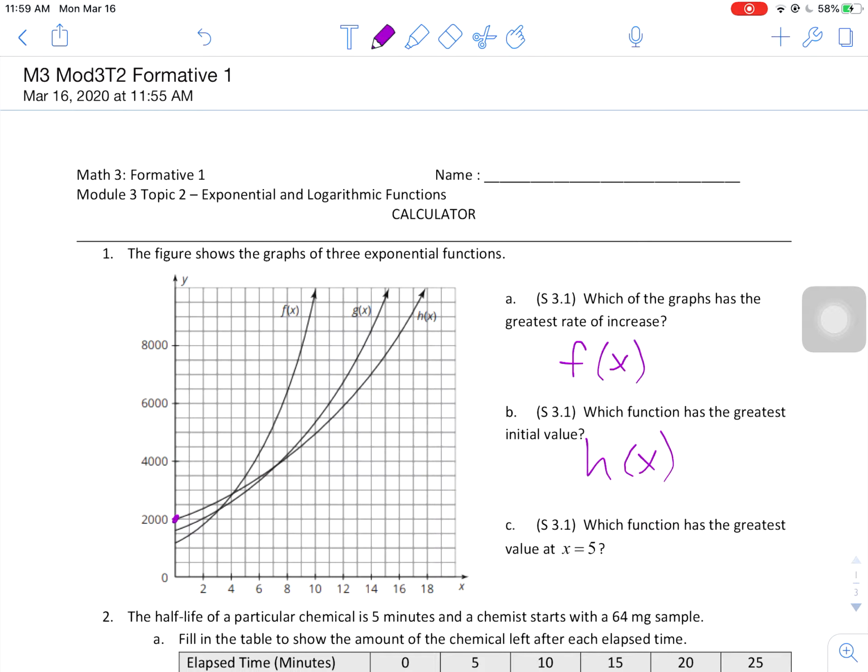For part C, which function has the greatest value at x equals 5? So I go to 5 on the x-axis, slide my eyes up, and I'm looking at this part right here, which is on the graph of f of x.